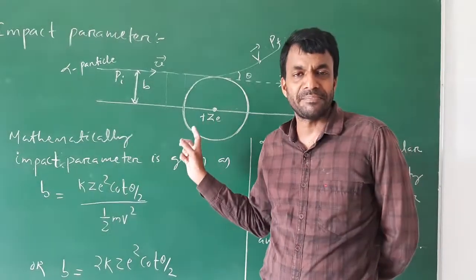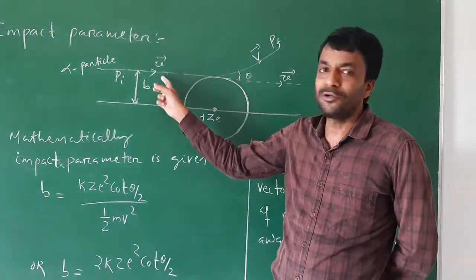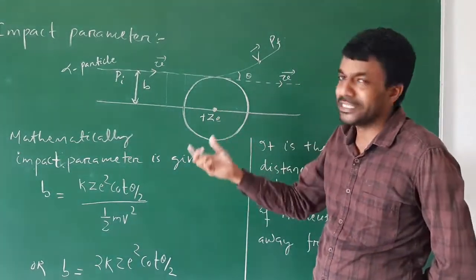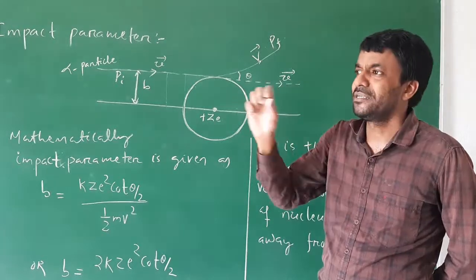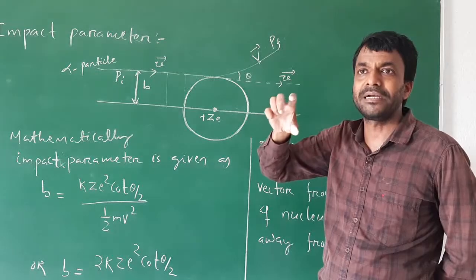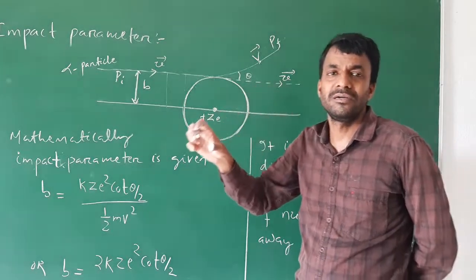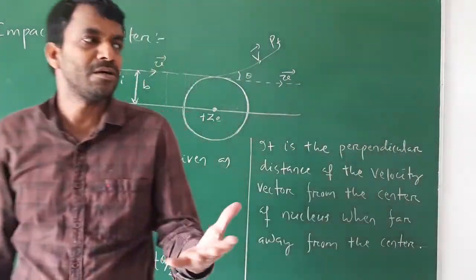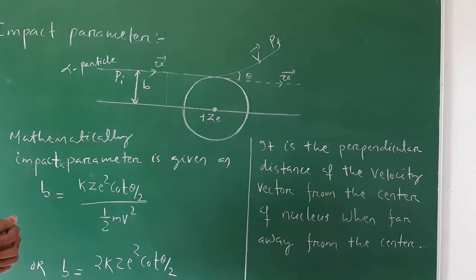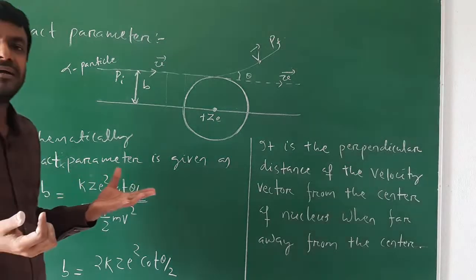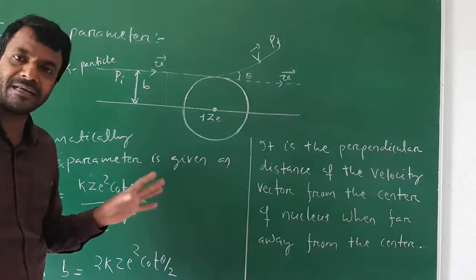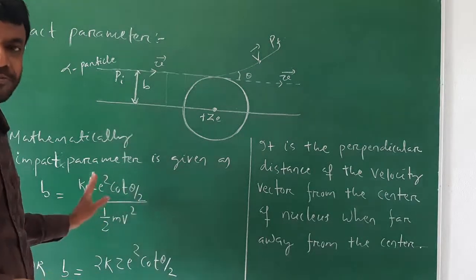Remember, in the impact parameter, both the velocity and momentum change. Its definition is the perpendicular distance from the center of the nucleus to the velocity vector when an alpha particle is scattered by the nucleus, especially in the Rutherford experiment. This is all about the impact parameter. If the question is numerical, to calculate the impact parameter, and all the data are given, just put in the values and remember this formula.